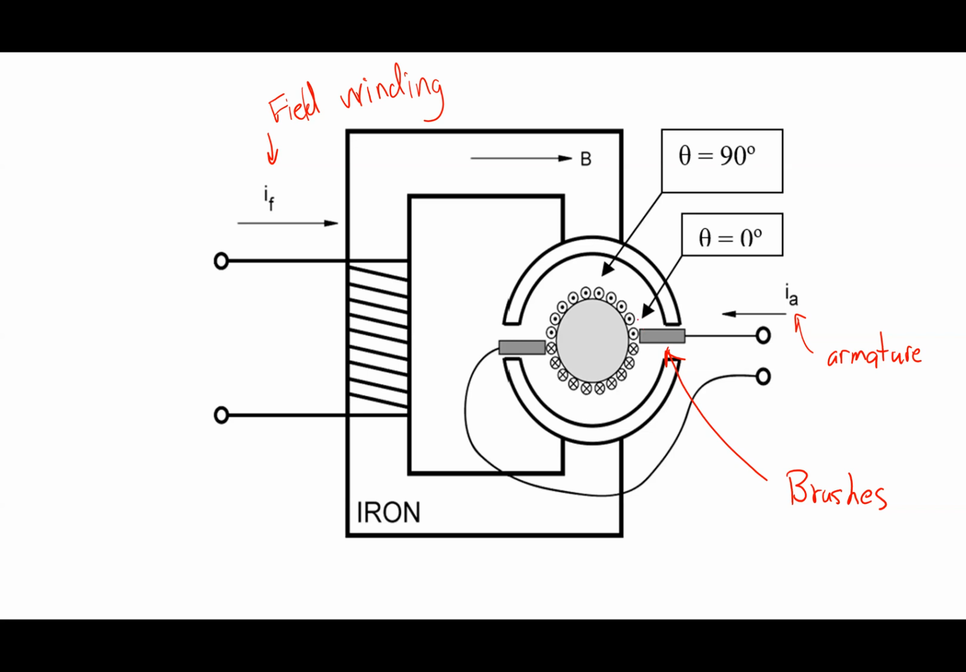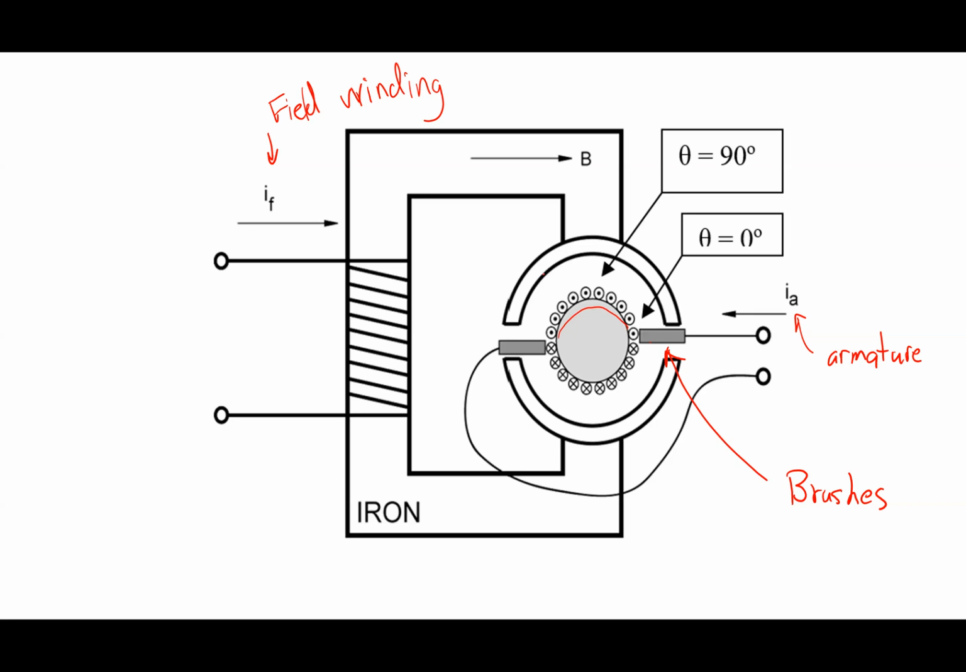As this guy rotates, the interesting thing is because of the way the brushes are connected, current is always going to be coming out at you on the top and going in on the bottom. All right, so that's what the dots mean. The dots mean coming out, the X's mean going in, from your perspective, right?